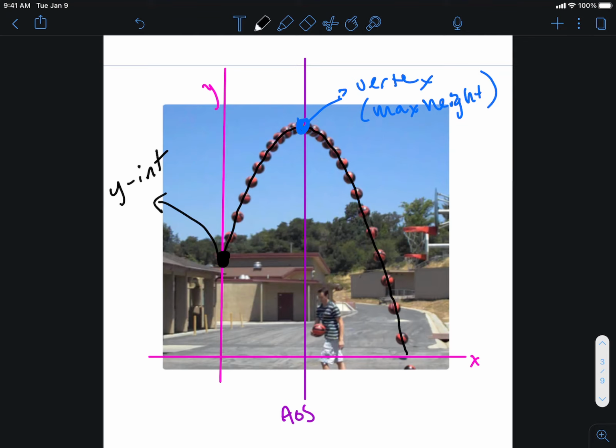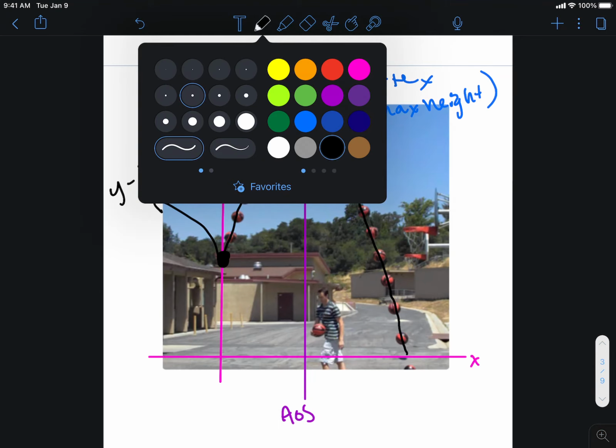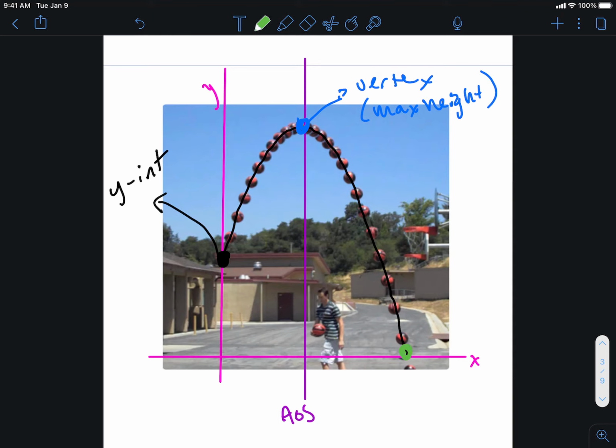All right, well, what if I asked you, where did the ball hit the ground? Well, that looks like over here, which we called an X-intercept. Okay, so you can start seeing how all the stuff we talked about, properties of quadratics, right, can be applied to a real life situation. Okay, and this goes far beyond.